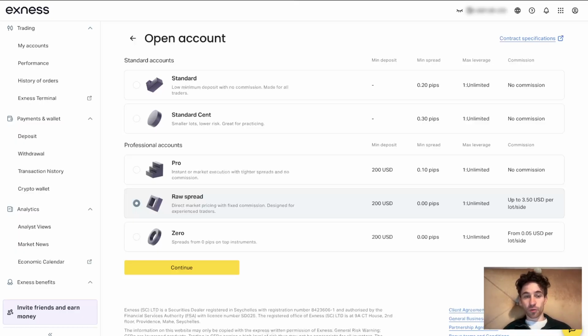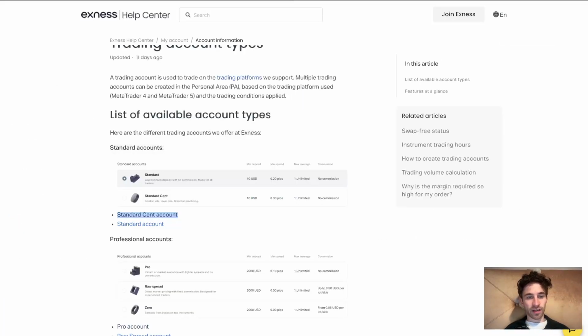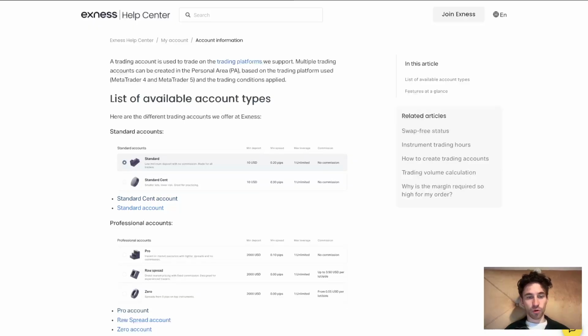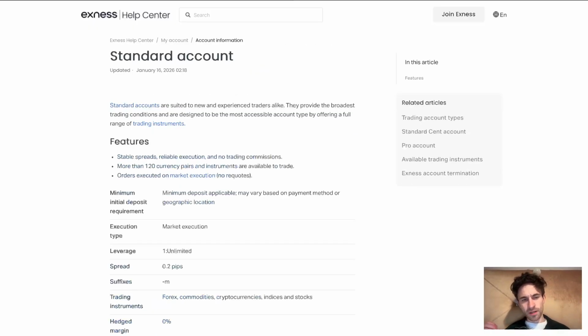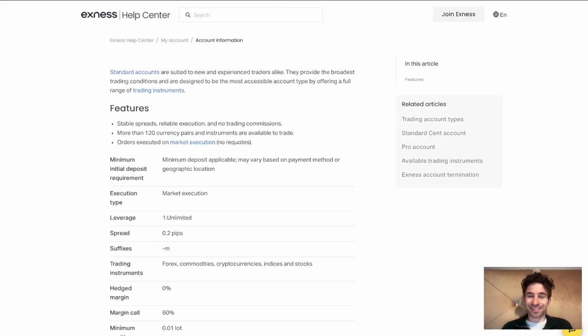Now, jumping into this, we will start off with standard. This is the account that most people are going to be at. And honestly, this is the account that most people are going to stay on pretty much throughout their whole trading journey. If we go over to it here, Exness actually break this down and this shows all of the different account types.